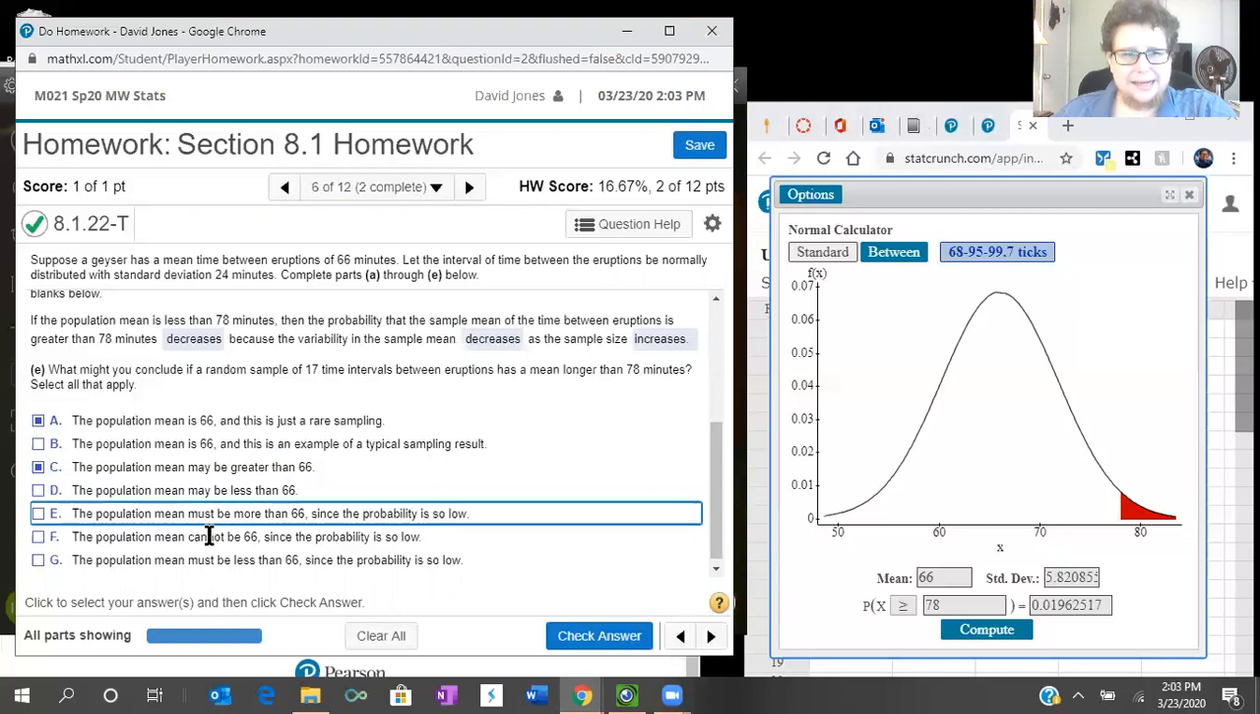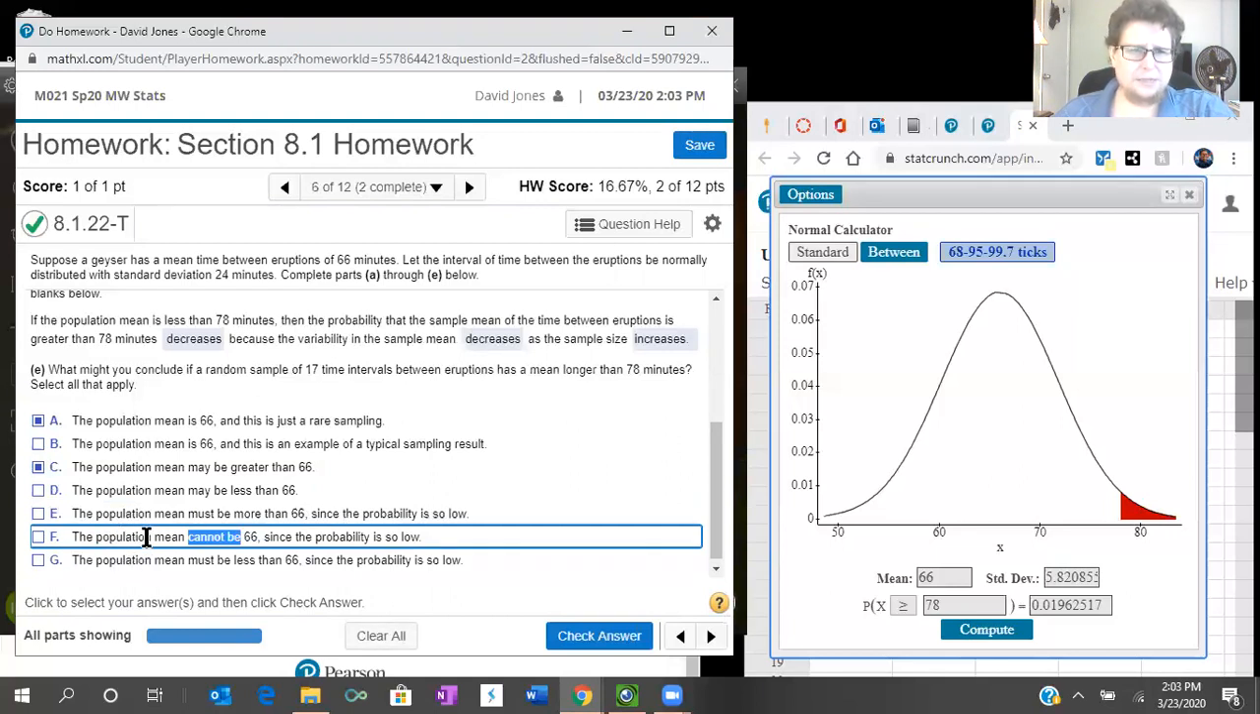So F says the population mean cannot be more than 66. This is another absolute statement. It can't be. Well, why can't it? Maybe this was just a rare outcome. So F doesn't seem reasonable. And G gives me another absolute statement. It must be less than 66. That doesn't make any sense because the probability is so low. If anything, you would argue more than 66. So the only ones that look reasonable to me are the one that says just a rare sampling and the one that says it may be greater than 66.